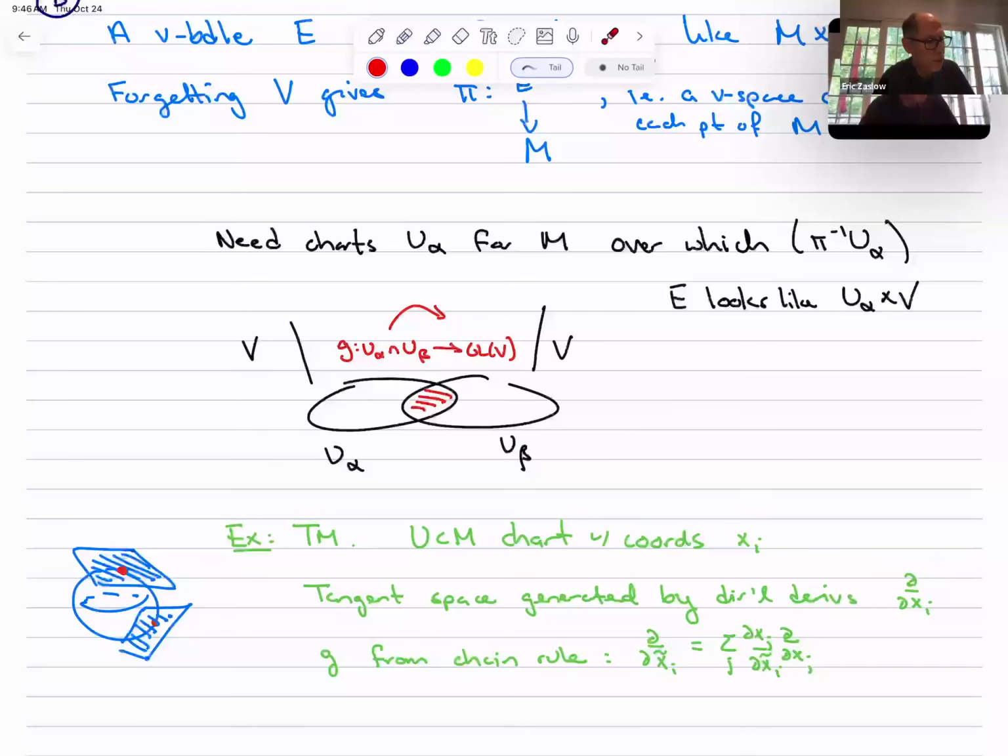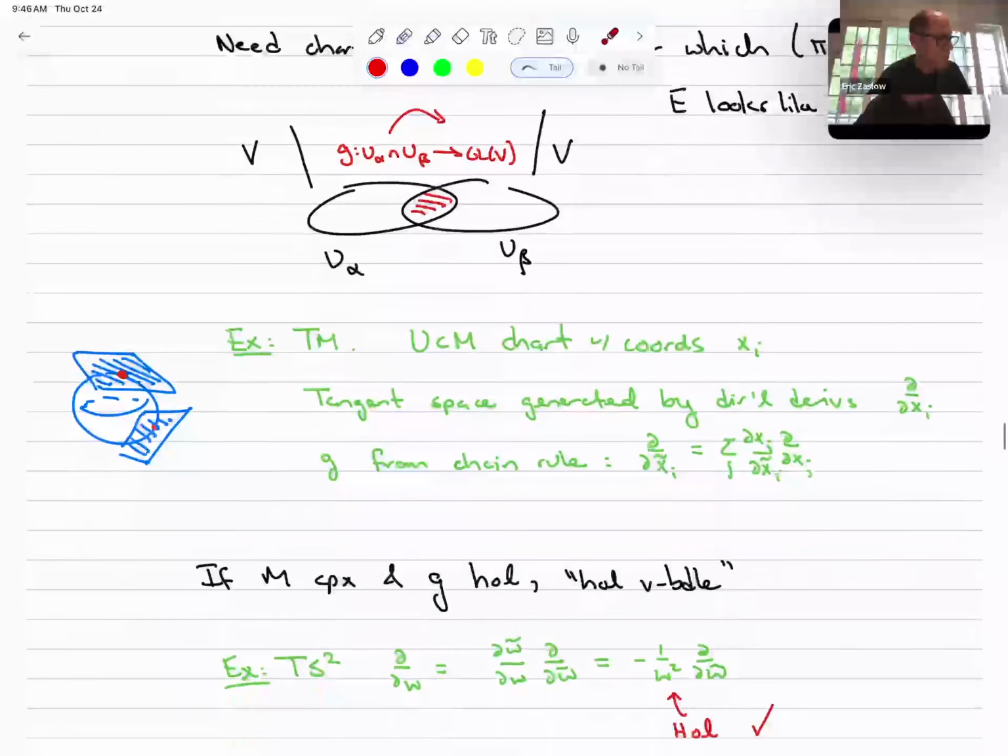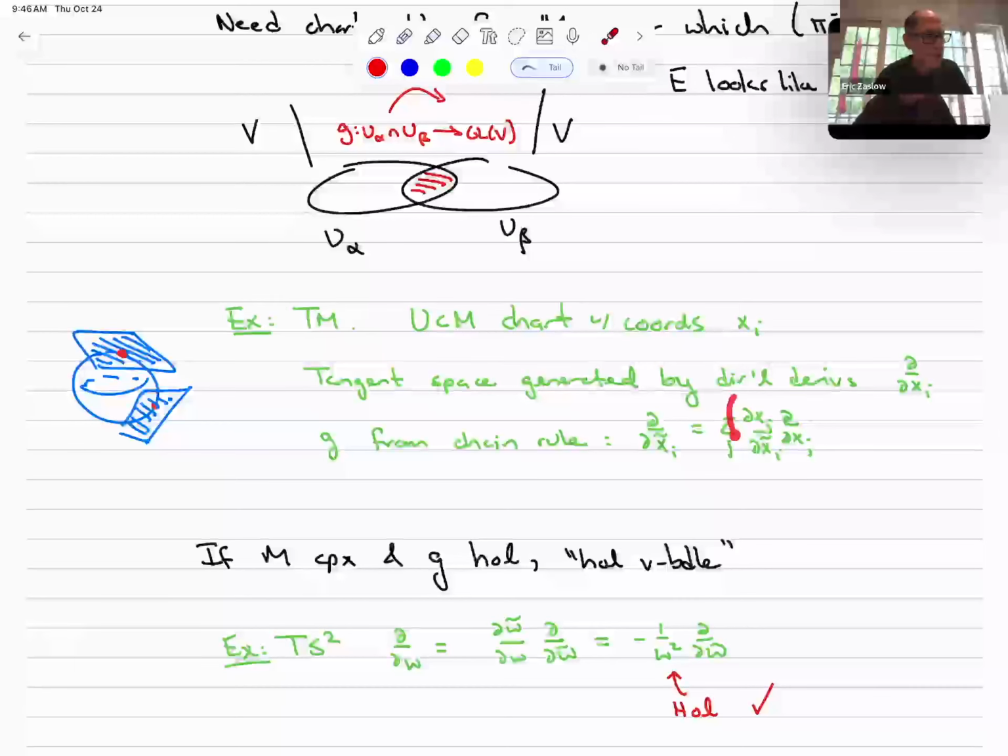And now the chain rule just tells you if you have different coordinates, the change of basis matrix is given by this Jacobian matrix. Which, of course, depends nonlinearly on the coordinates, but it's a matrix, so it's a linear matrix depending nonlinearly on the point where it is. So you've already learned all this stuff in multivariable calculus. Now, if the Jacobian happens to depend complex analytically, then you get what's called a holomorphic vector bundle.